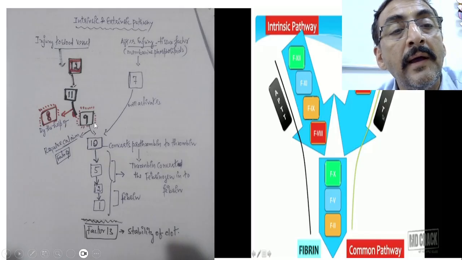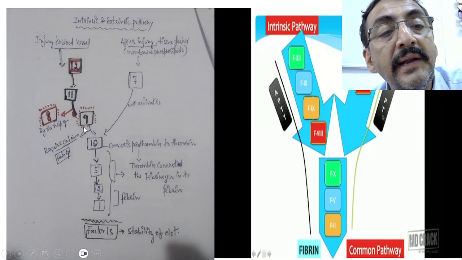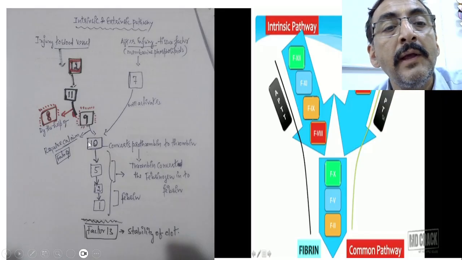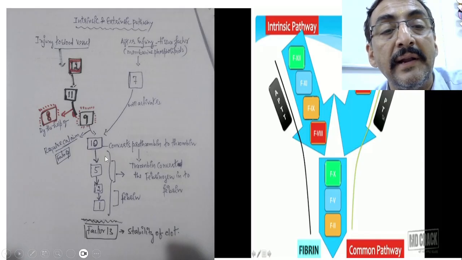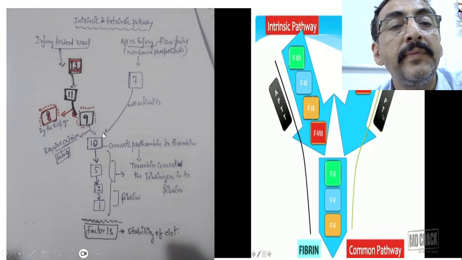That means factor number 9 activated needs calcium to convert into factor 10. This calcium is also called factor number 4. So in the absence of this, there is no conversion of factor number 9 into 10, and there is no conversion of prothrombin into thrombin. Therefore, the whole process of coagulation will be blocked here.